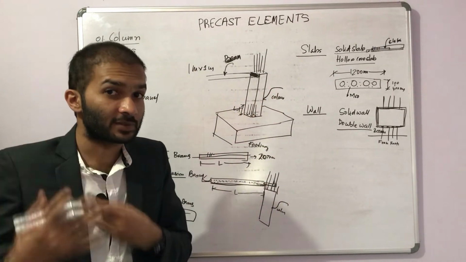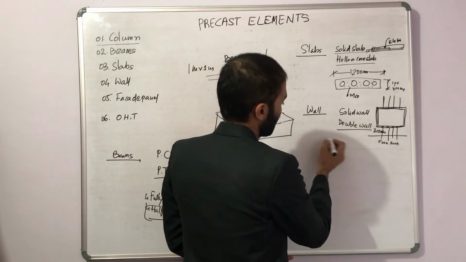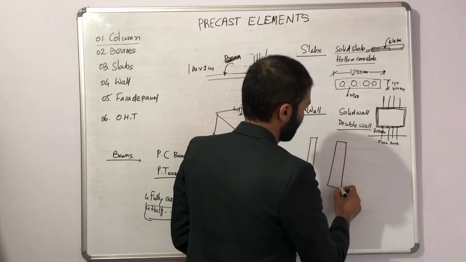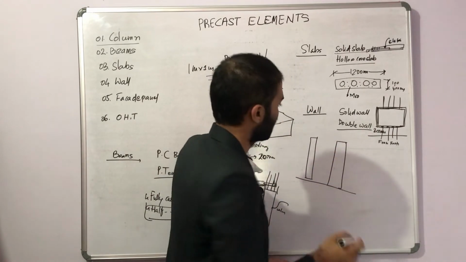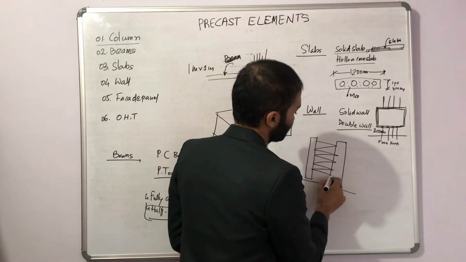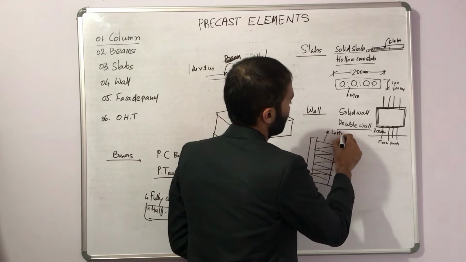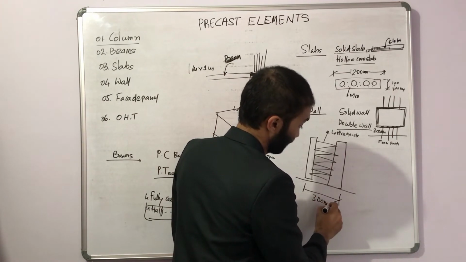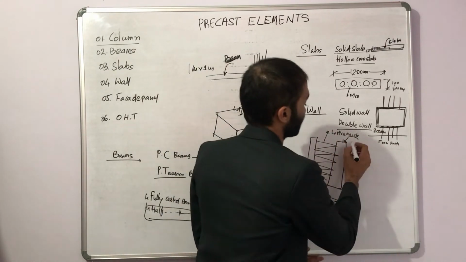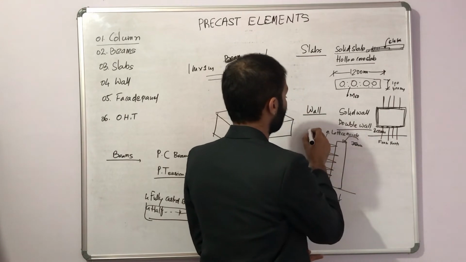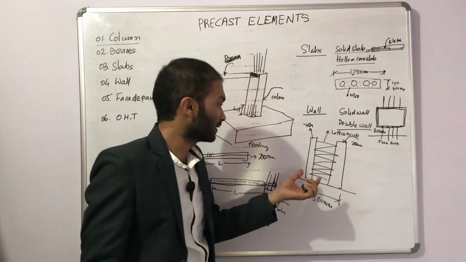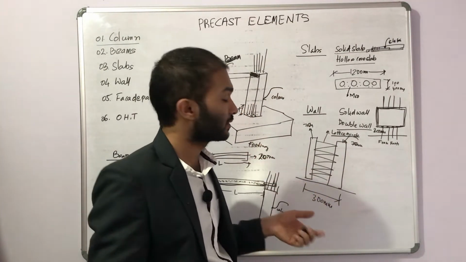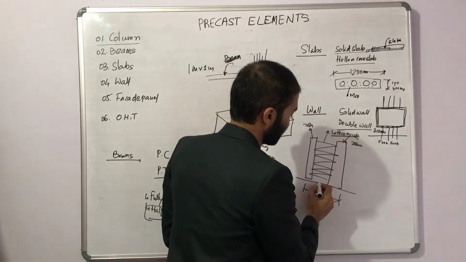Next is the double wall, which we use especially in retaining walls. I am taking the cross section of a double wall. In this double wall you will find a lattice girder in between. This double wall is maybe 300 mm, with roughly 75 mm on either side. So it's clear that there are two solid panels joined with the lattice girder, cast in the factory, brought to the site and erected on the footing.